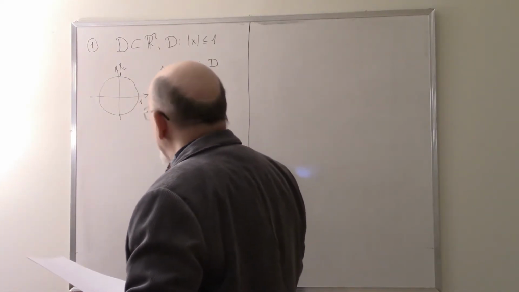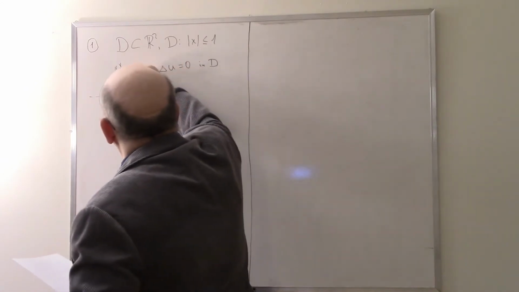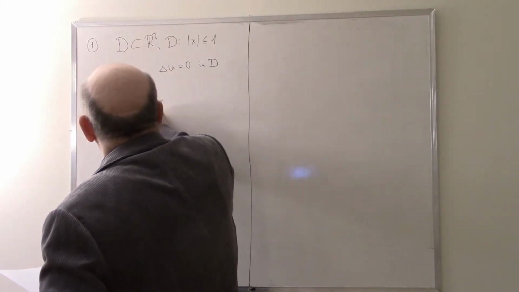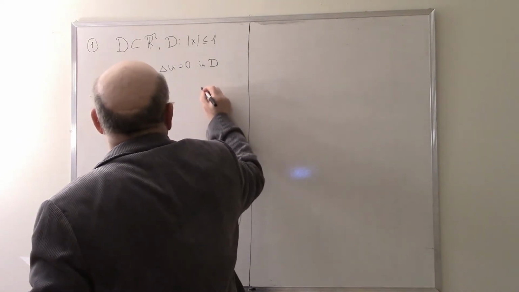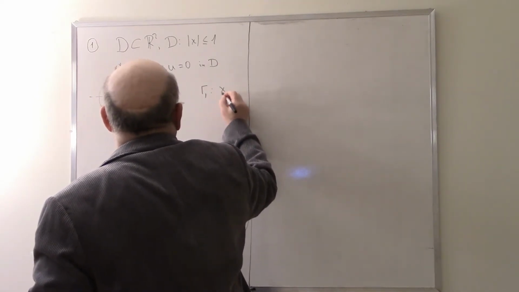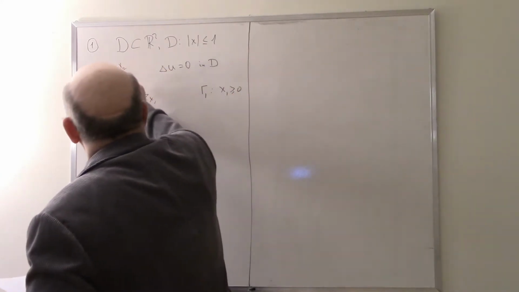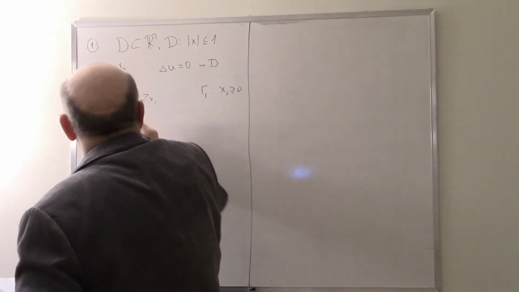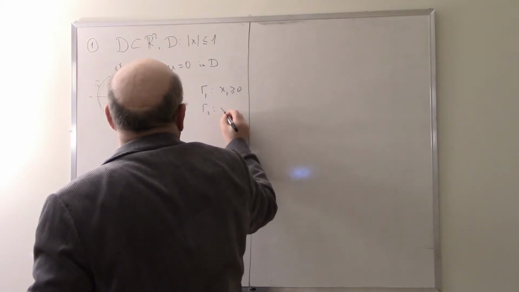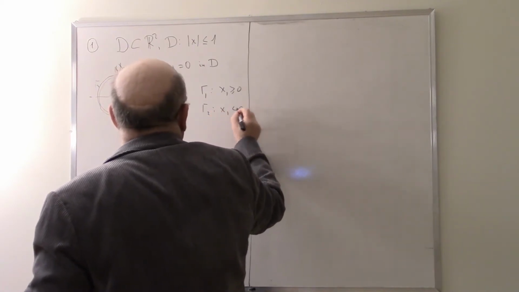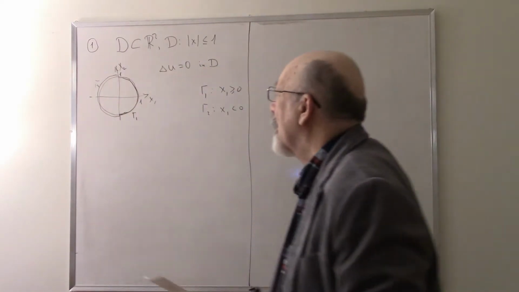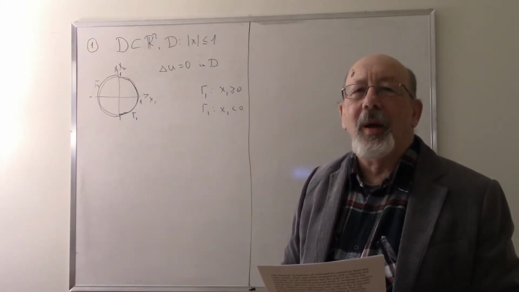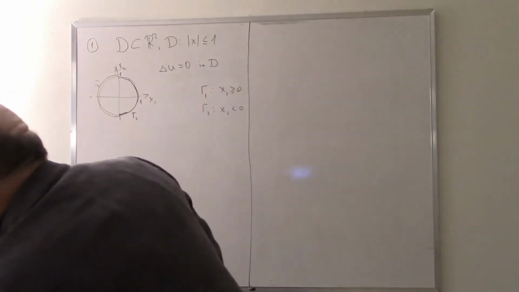and let us define on the boundary gamma, let us divide it in two. This is gamma 1 such that x1 more or equal than 0. And this is gamma 2, the second half, x1 less than 0. So gamma 1 is on the right half of the circle, gamma, and gamma 2 is the left half.